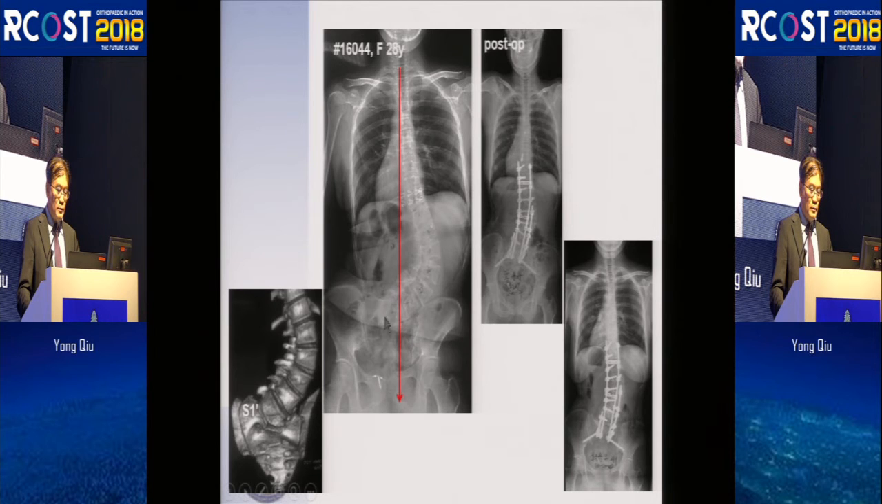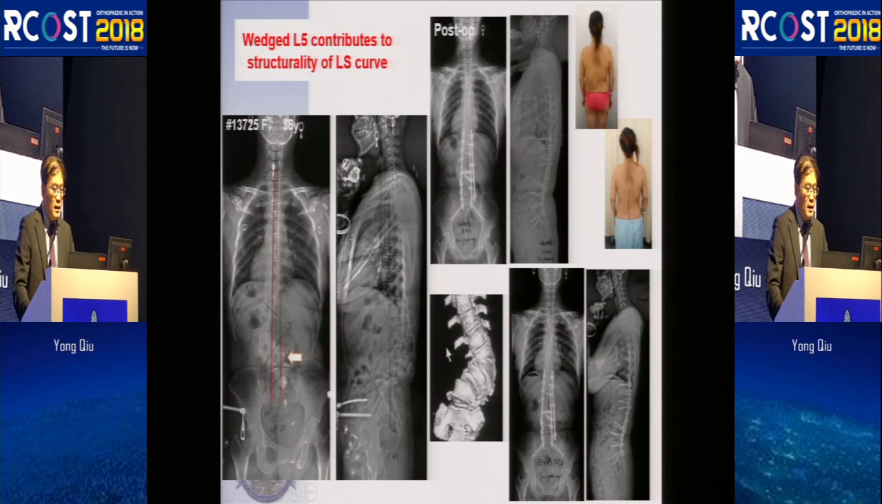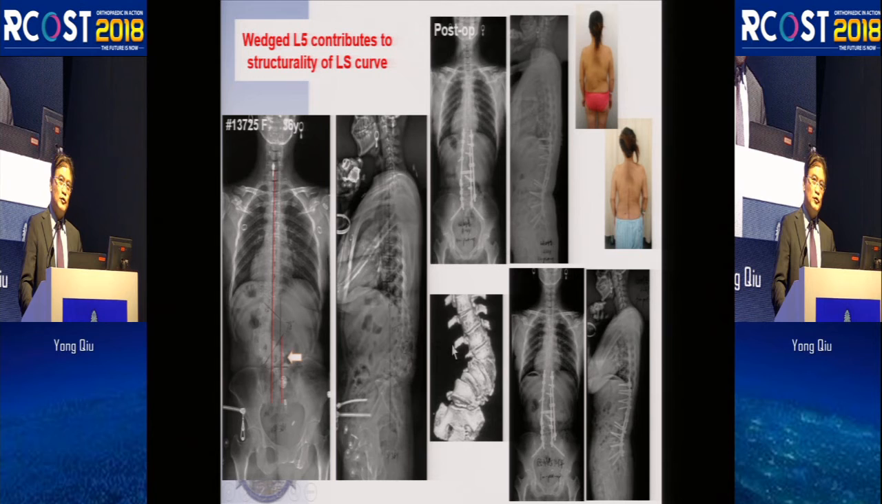And here's another patient, type C. So focus your instrumentation on the distal level. And we did L5 osteotomy, leveled L4, and after surgery. So you are not able to balance this patient by long instrumentation. Even if you do instrumentation from T2 to pelvis, you are not able to balance the spine. And L5, sometimes a wedge L5, a structural wedge L5, contributes to the lumbosacral curve. Look at this patient.